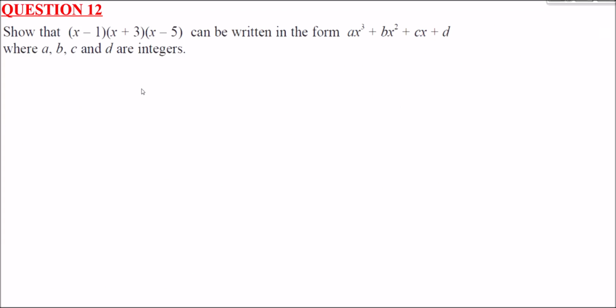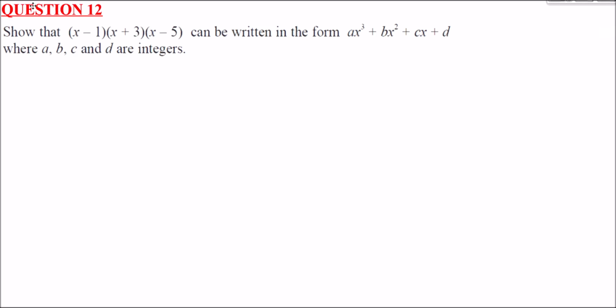Question 12. Show that x minus 1, brackets x plus 3, brackets x minus 5, can be written in the form ax cubed plus bx squared plus cx plus d, where a, b, c, and d are integers. This is a fancy way of saying, without quite saying it, to expand these 3 brackets. And we can only expand 3 brackets by doing 2 brackets at one time. We can't expand 3 at once, so just expand any 2 first. What I always suggest to my students is to expand the last 2 brackets first and work back to front.